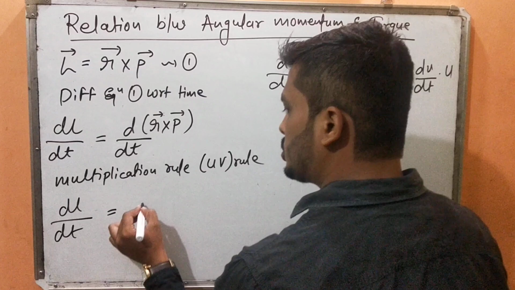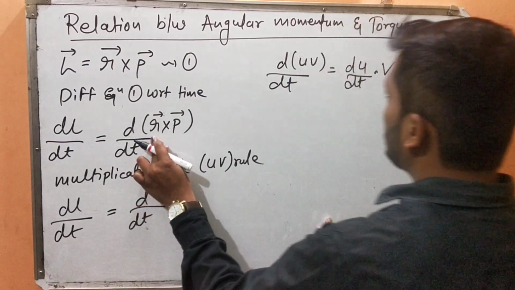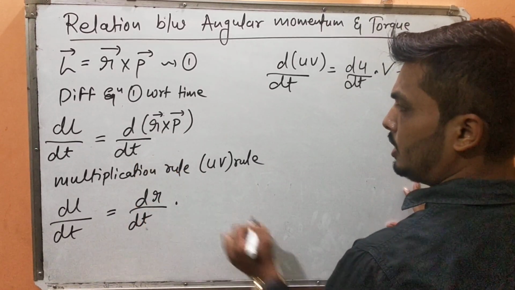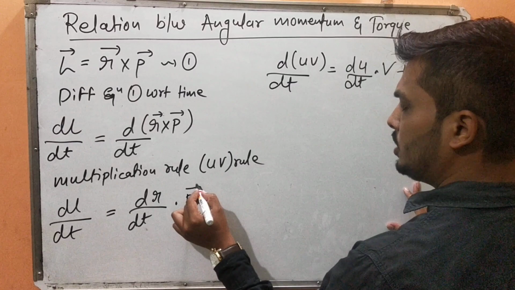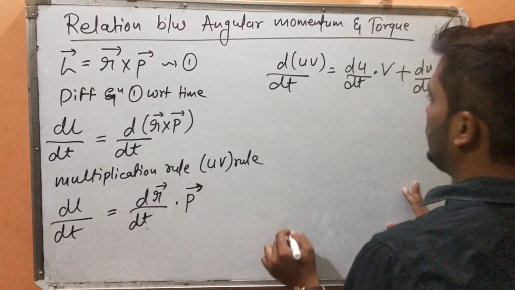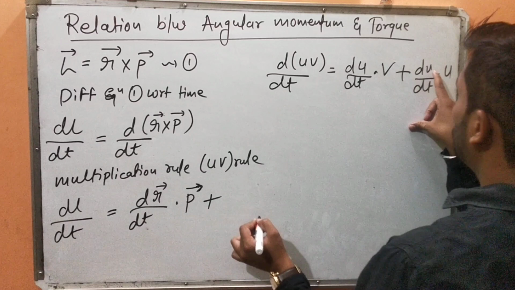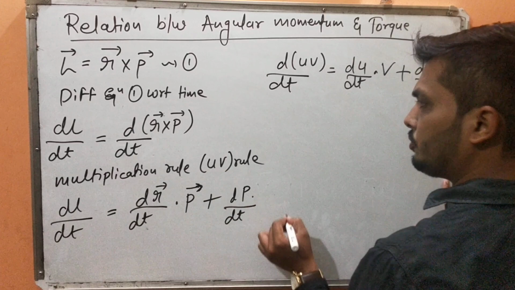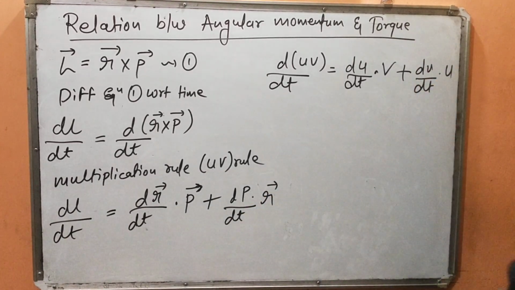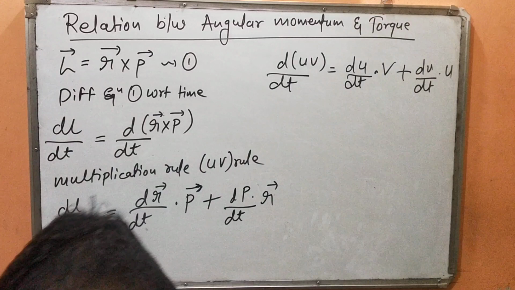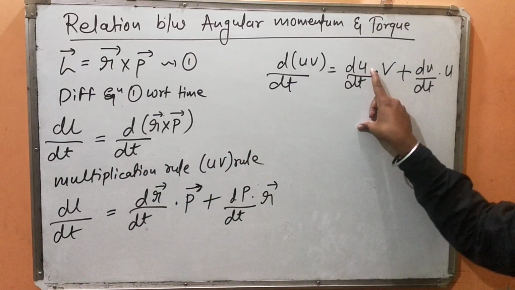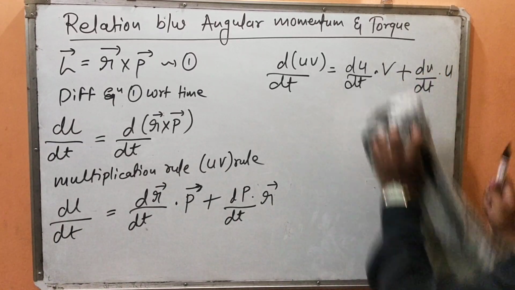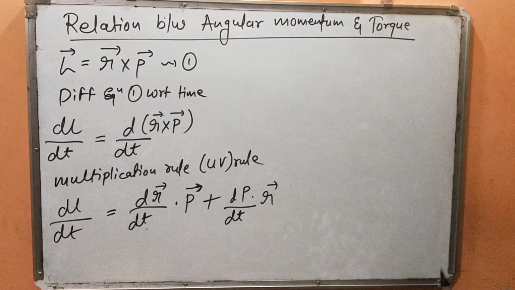dL by dt equals d by dt. Now differentiate the first term. What is the first term? dr into what is the second term? p. You can put an arrow, plus differentiate the second term, dp by dt. Second term is what? dp by dt. What is the first term? r. Are you understanding? UV rule. You can copy that UV rule at the side. Simple rule. Differentiate the first term, keep the second term as it is, plus differentiate the second term, keep the first term as it is. Have you understood?